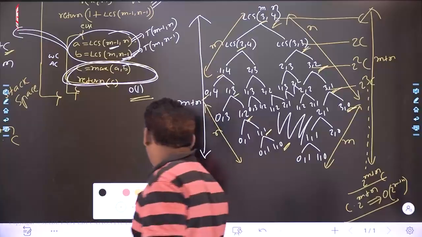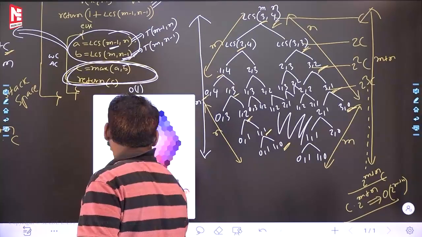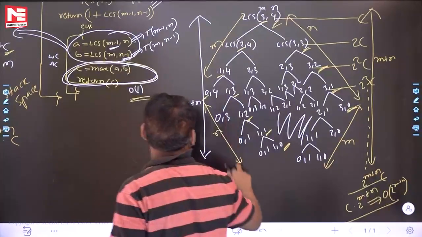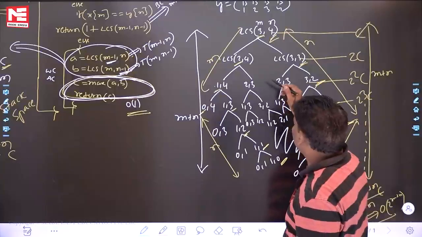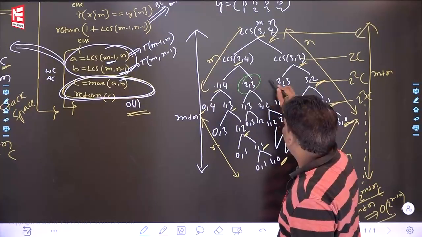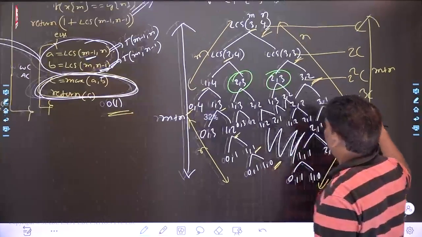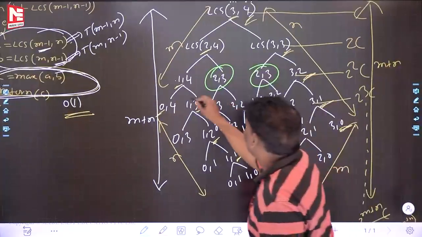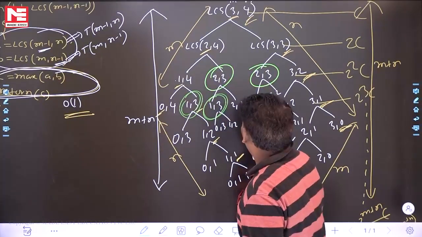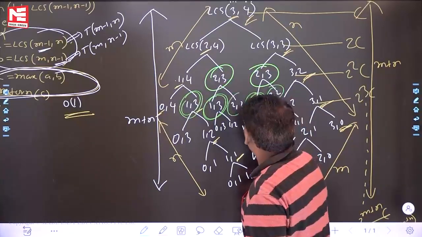Check here. Any repetition there or not? The recursive tree, whichever is there on the board, is there any repetition or not? Let me check here. See this one, 2, 3, 2, 3. Repetition there. Next one, 1, 3, 1, 3, 1, 3, 2, 2, 2, 2, 2, 2.